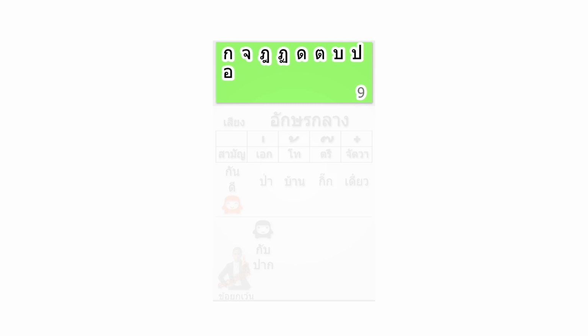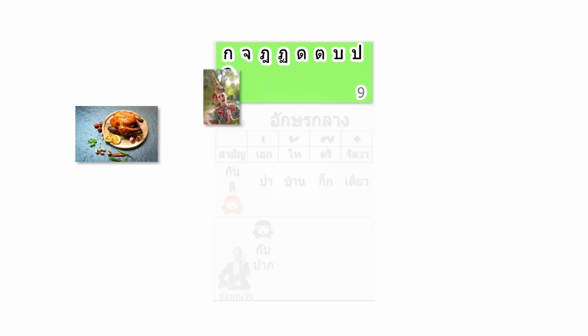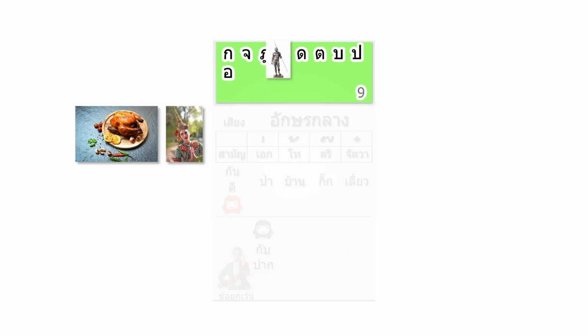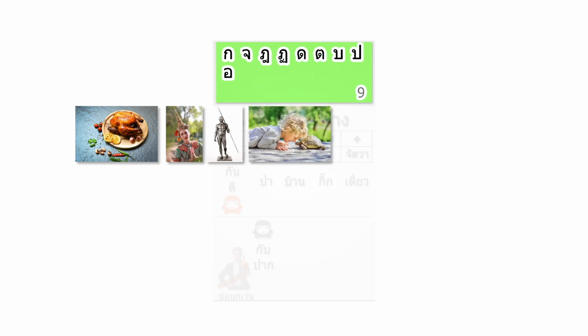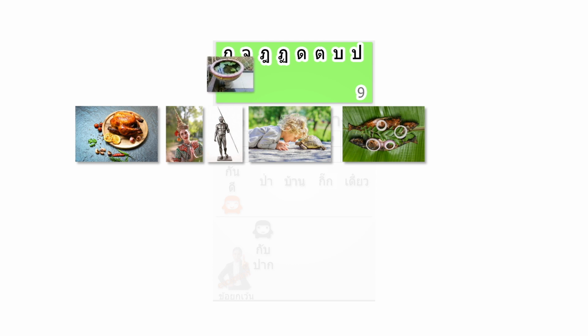Let's create a picture story by using pictures of these consonants. Here we have a chicken and a plate. Delicious. The chicken is for the lady with a crown. Her husband hunted it for her with a spear. Their child is playing with a turtle. There is a banana leaf with a fish on it, which jumped out of the basin.